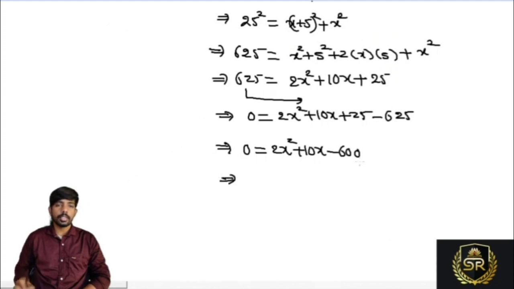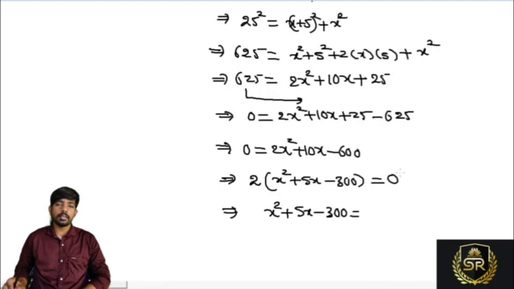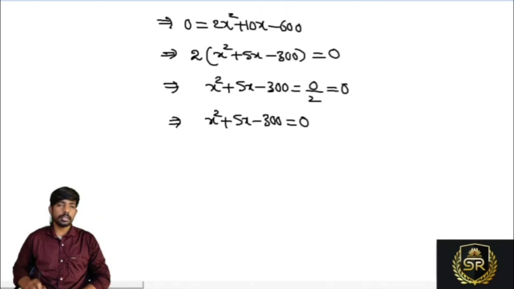So from here, take common 2. 2 times x square plus 5x minus 300, which is how much, 300, right? Equals to 0. Bring this 2 to the right hand side. So you will get x square plus 5x minus 300 is equal to 0 by 2, and 0 by 2 is always 0, right? So x square plus 5x minus 300 is equal to 0. So better to go with the factorization method.